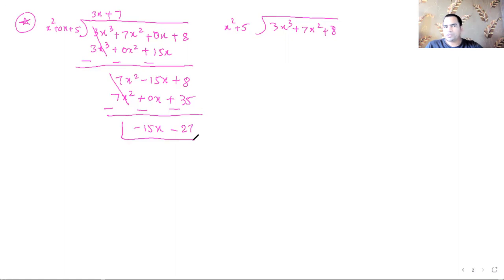Now this is where we got to stop, because you can see that this power has now become lower than the divisor power. So that's how we look at polynomial division. And now let us take one more example with a little bit of fraction involvement.